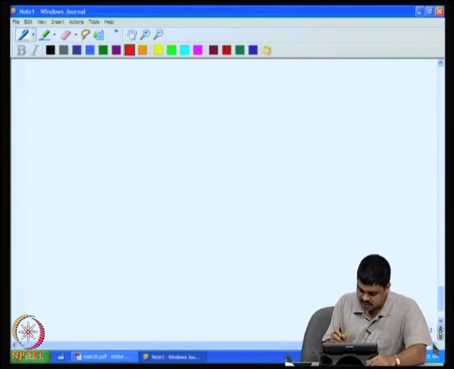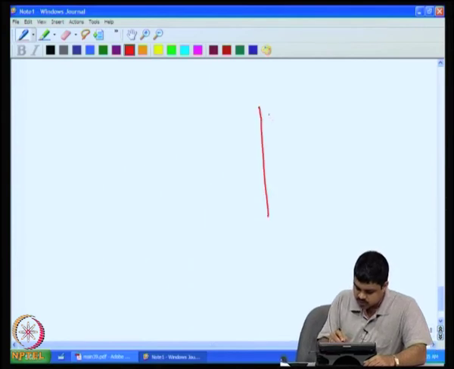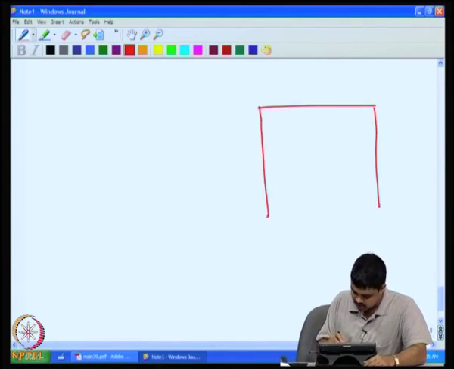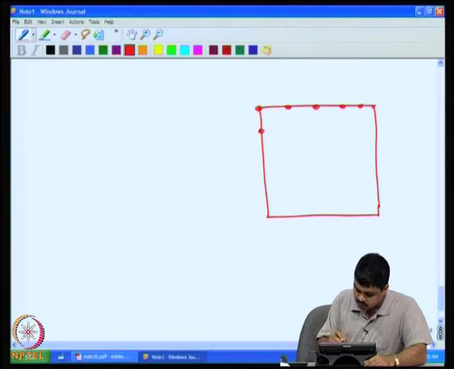Let me take this example. This is what is called a grid. This is an n by n grid. Essentially, an n by n grid is the Cartesian product of paths, the Cartesian product of Pn with Pn, Pn cross Pn.